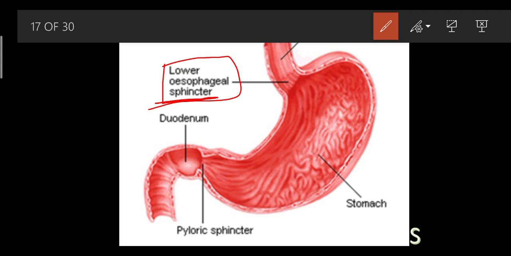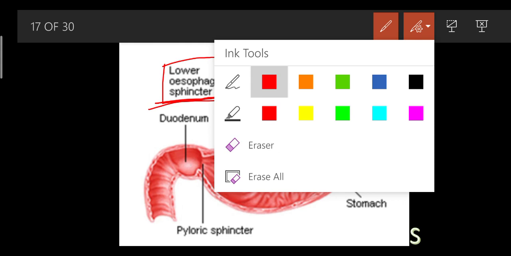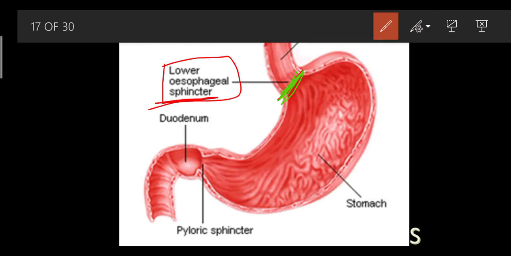What do you mean by sphincter muscles? A sphincter muscle is nothing but a flap kind of structure. These muscles are always contracting and relaxing. Why is this muscle present at the end of the esophagus and the start of the stomach? Because it helps to prevent the backflow of the food.